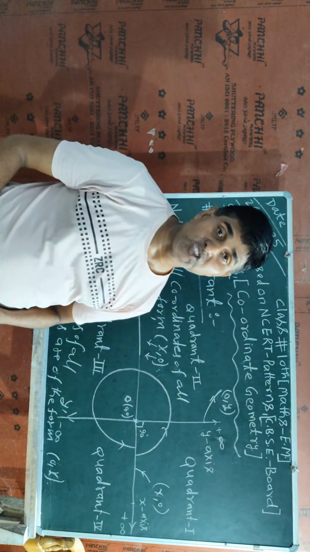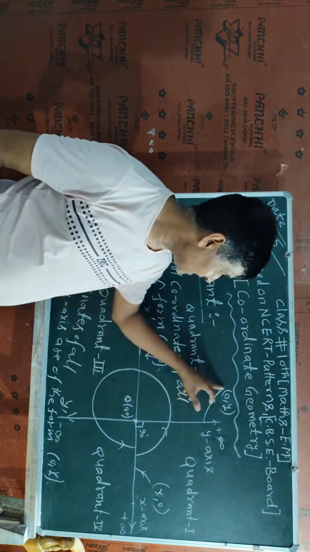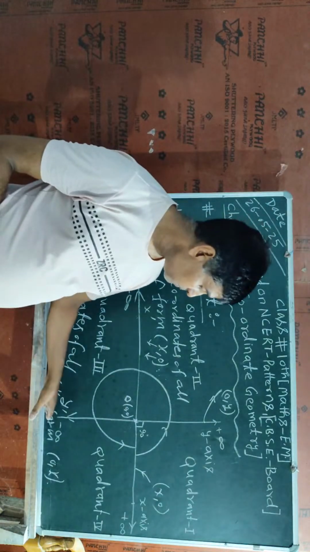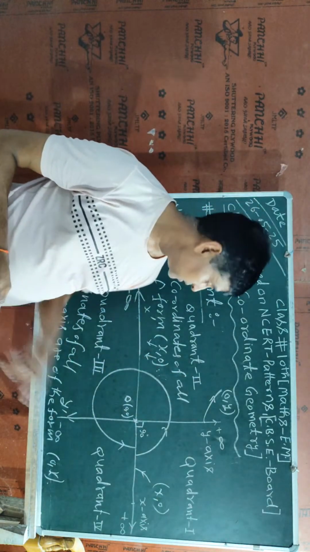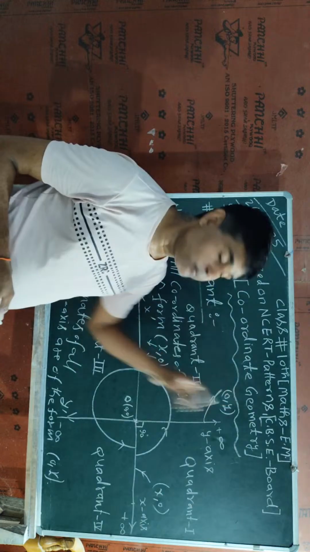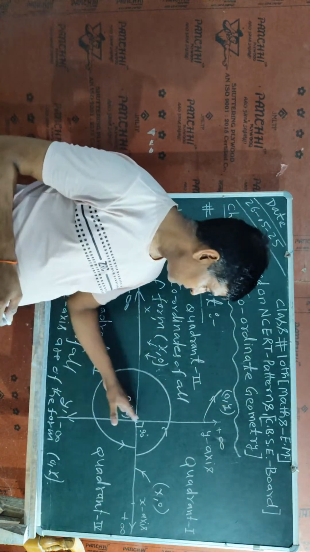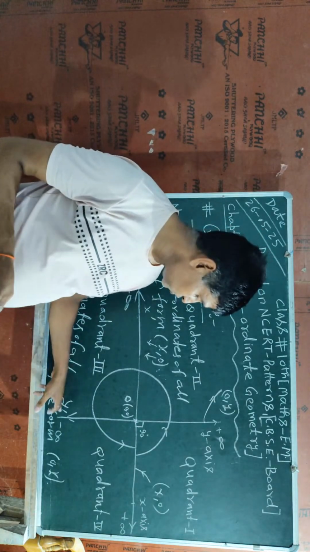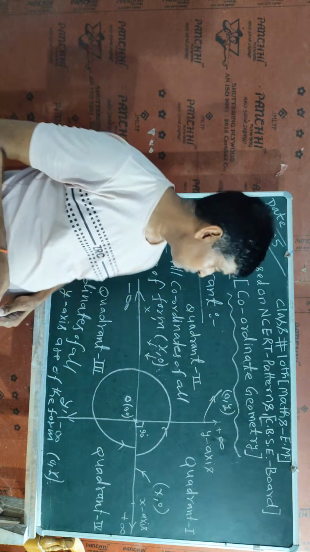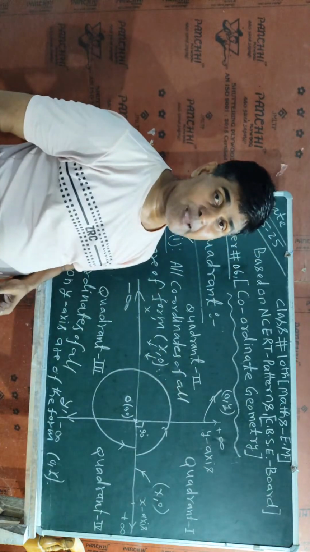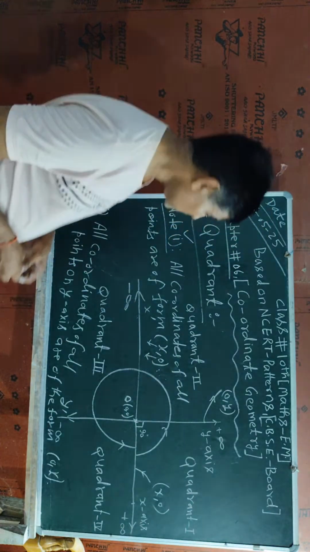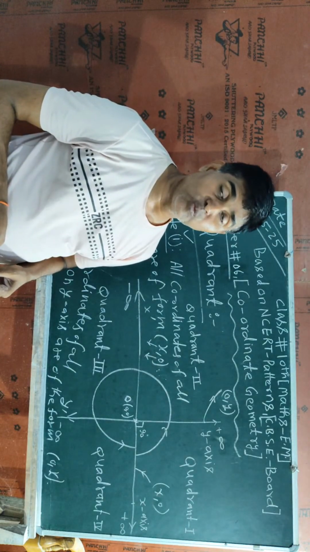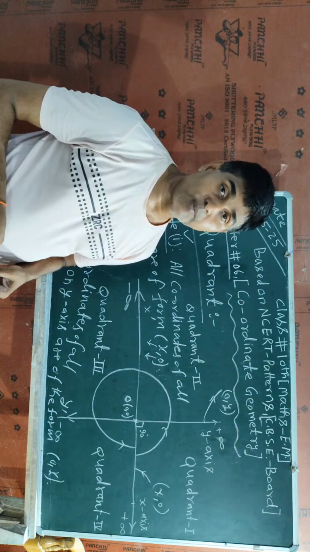The abscissa value will always be 0 on the y-axis, and the value of y will vary from minus infinity to plus infinity. From the origin I take positive values on the y-axis, and from the origin I take negative values down to minus y-axis. Okay, students, you have to know this information very clearly, because if you know the concept clearly, numericals will take minimum time to solve.